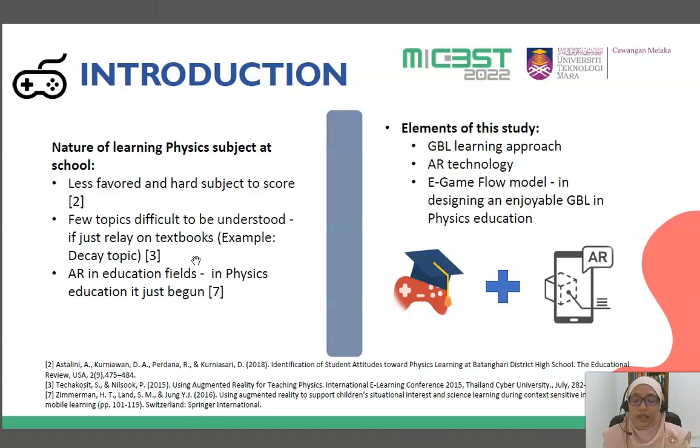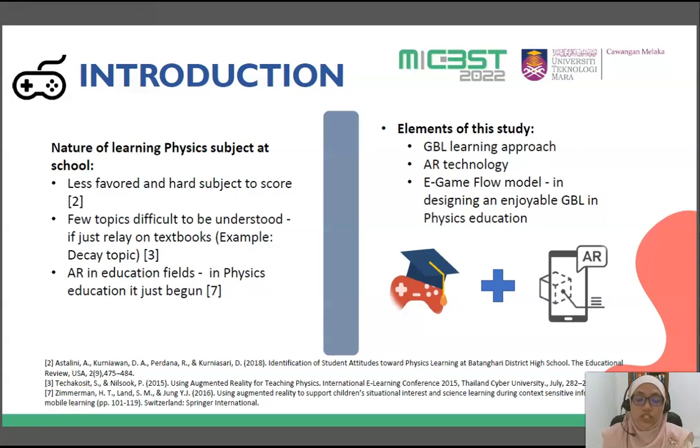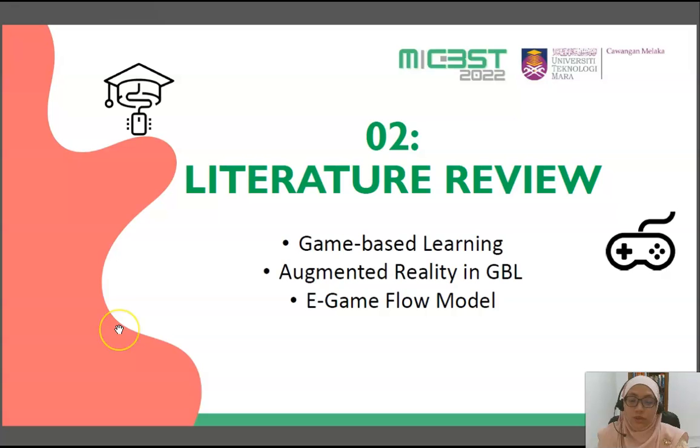The next interesting point is that in the Malaysian scenario, AR, or augmented reality, in the education field, specifically in physics, has only just begun. Due to this, we carried out this study in order to change the current learning scenario. The main elements highlighted in this study are, first, the GBL learning approach, second, augmented reality technology, and third, the e-game flow model, which is adopted in designing an enjoyable GBL in physics education. So let's move to the second section of this paper, the literature review.